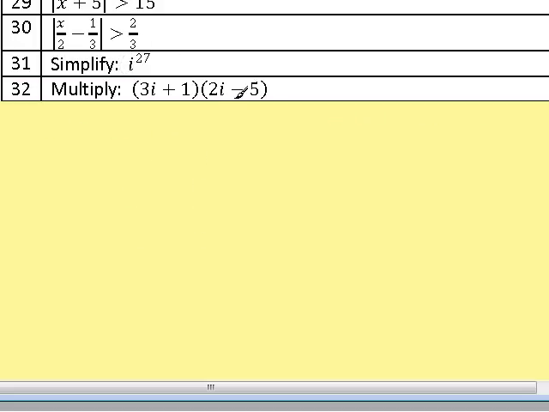All right, now we're going to multiply these complex numbers. Again, it's important to remember here that i squared is negative 1. That's all we have to remember for multiplication. All right, so let's multiply these. So we have 3 times 2 is 6, and then i squared is negative 1. All right, so that's first times first. Then we have the outer, that's minus 15i, inner plus 2i, and then minus 5 at the end.